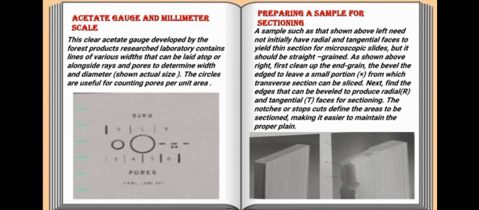As you can see, the transverse section can be sliced. The next is to find edges that can be beveled to produce radial and tangential faces for sectioning. The notches or stop cuts define the areas to be sectioned and make it easier to maintain the proper plane.